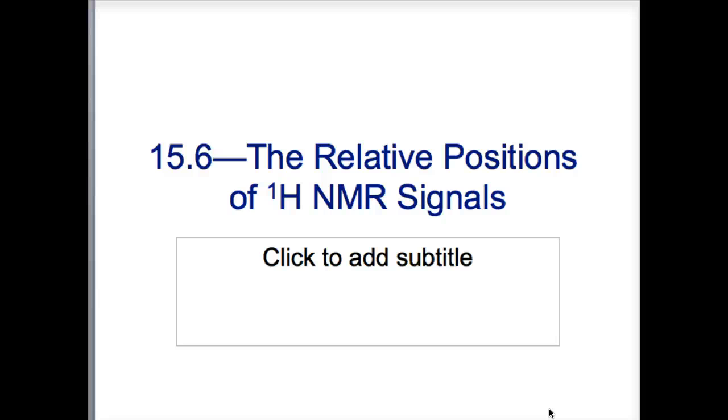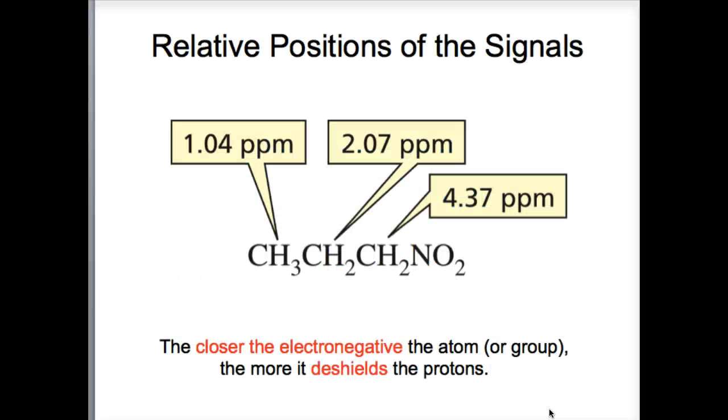The relative positions of proton NMR signals. Okay, here's an interesting slide showing 1-nitropropane. In the case of 1-nitropropane, there are 3 signals because the compound has 3 different kinds of protons. These 2, these 3, these 2, these 2. So there's 3 different groups.